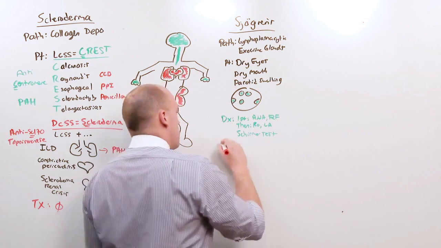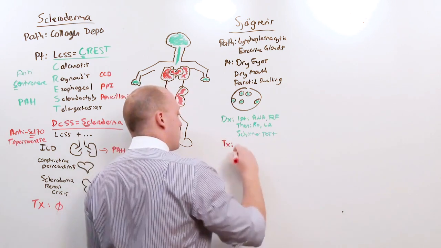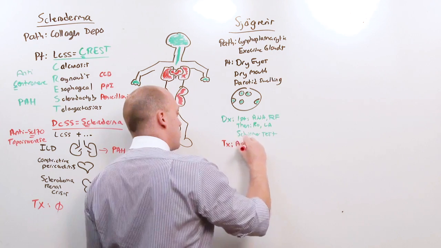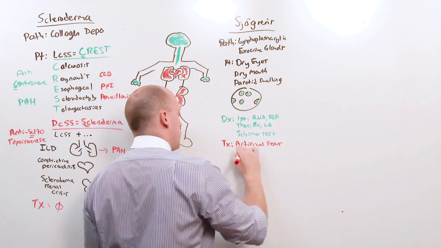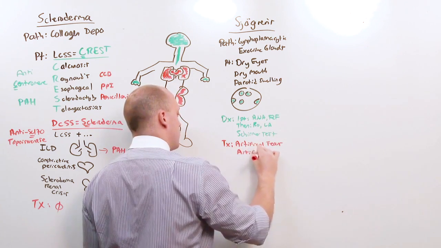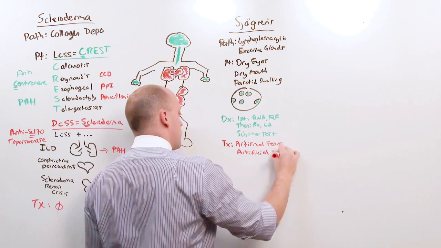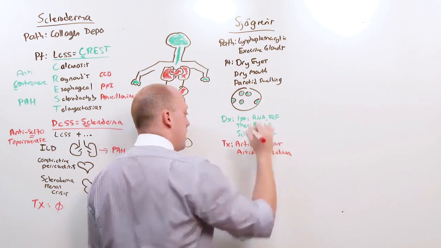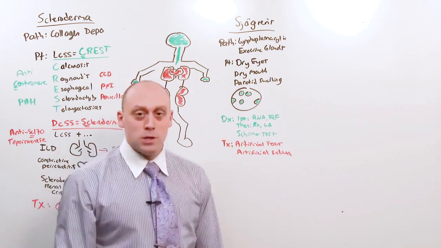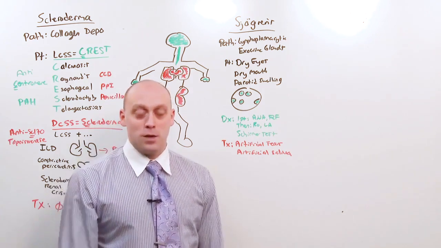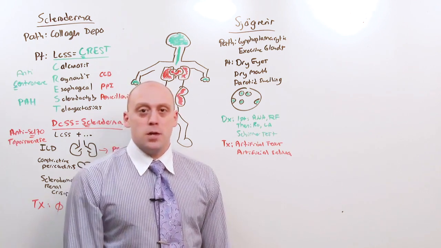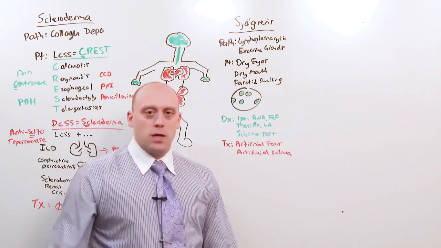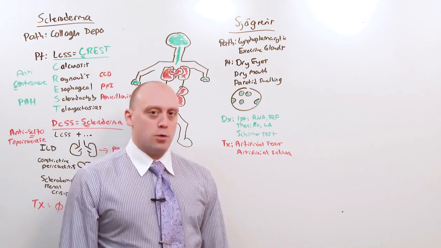And there's really nothing wrong with having this disorder. All you need to do is give them artificial tears and artificial saliva. It's an annoying disease to have because you have dry mouth and dry eyes, and you have to constantly apply drops and eat your food with artificial saliva. But these people live a normal lifespan and generally don't have any other problems.